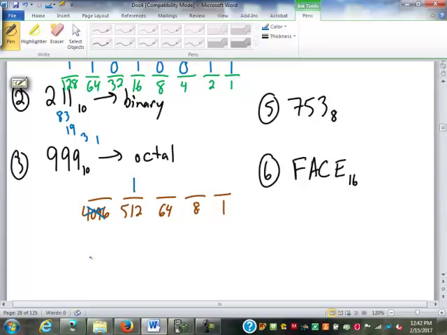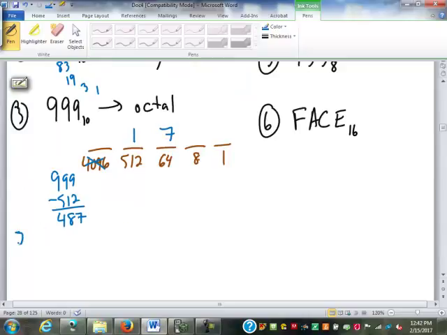512 comes out of there once. So 99 minus 512 is going to be 487. 64 comes out of 487 7 times. 7 times 64 is what, 448? So now we subtract, what's left there is 39. 8 comes out of there 4 times. 4 times 8 is 32, so there's 7 left. So 1747.